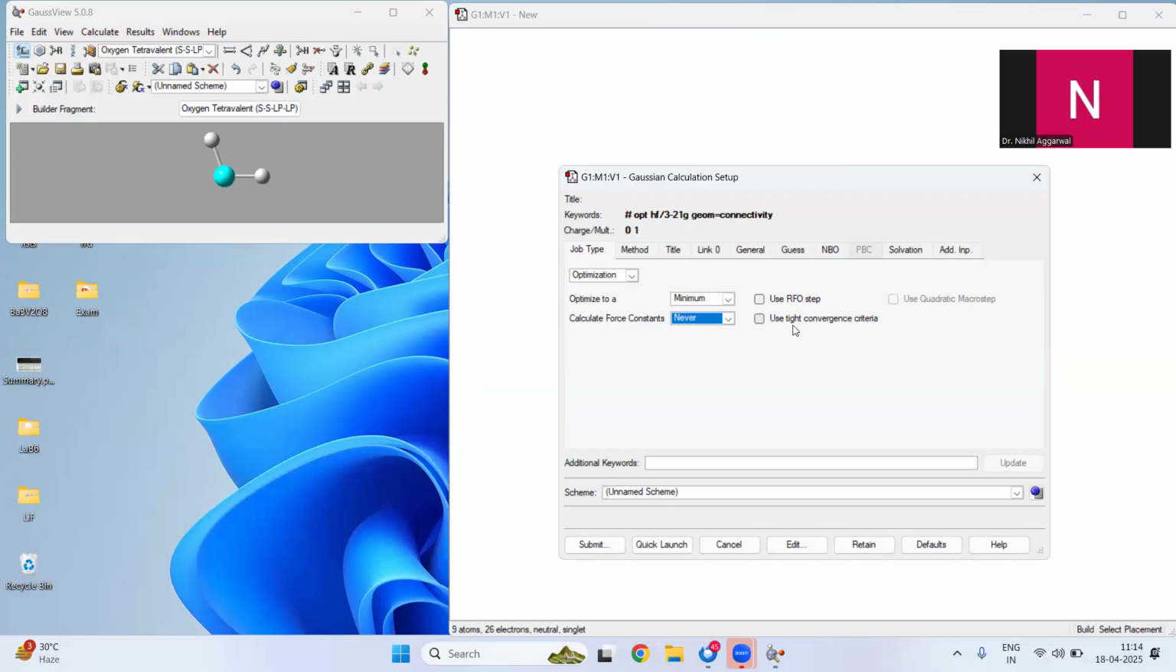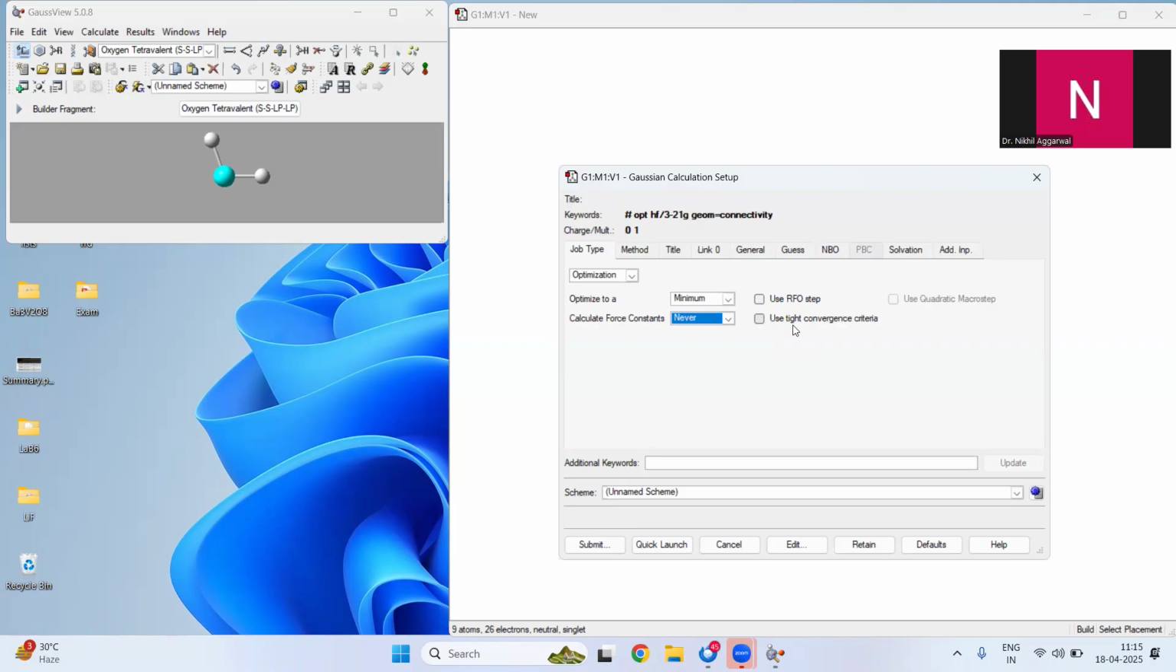Participants, now it is your time to think and answer the question. If I change this criteria from 10 raised to the power minus 5 to 10 raised to the power minus 6, what does it mean? Am I becoming too rigid or too flexible in terms of optimization? Exactly. We are becoming too rigid over there, which means the calculation time will increase or decrease? Increase. But what about the accuracy? The accuracy will increase or decrease?